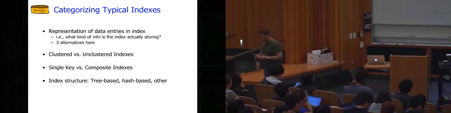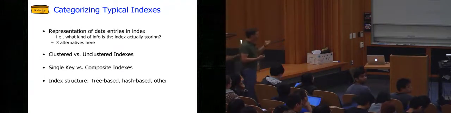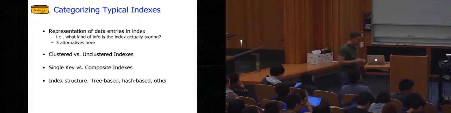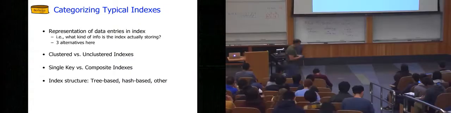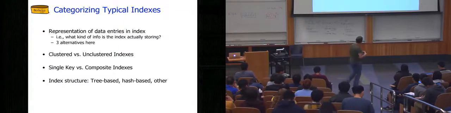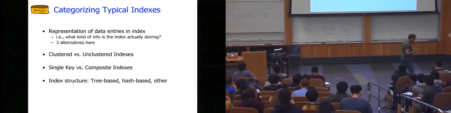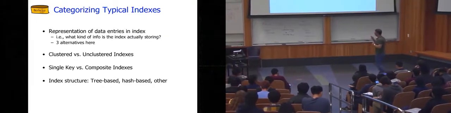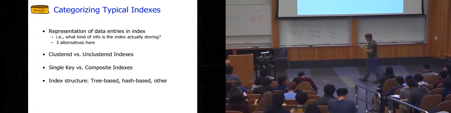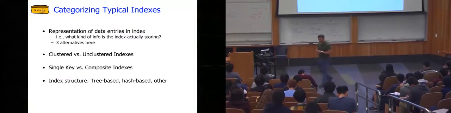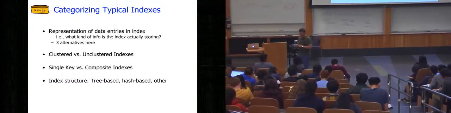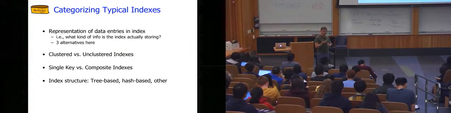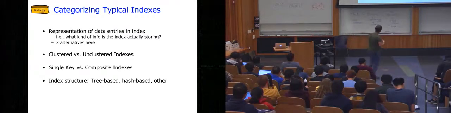So let's go through, independent of what kind of selections you support, what are some of these typical indexes? How are they structured? And here's some of the decisions you can make when you define an index. First of all, what representation of data entries, the things that this thing looks up, will we have? There's going to be 3 alternatives here we're going to go through. So what is the index actually storing? People tend to get a little confused about this, but it's pretty straightforward. Indexes can store actual records from the database, but they could also store things like pointers to records of the database or pieces of records from the database. So we'll get some choices like that.